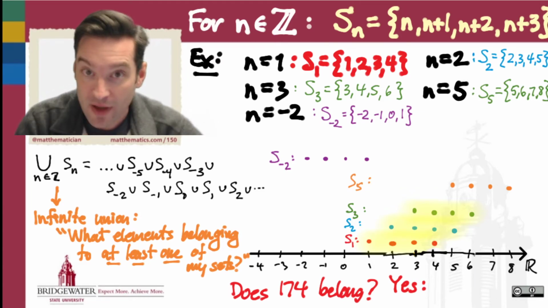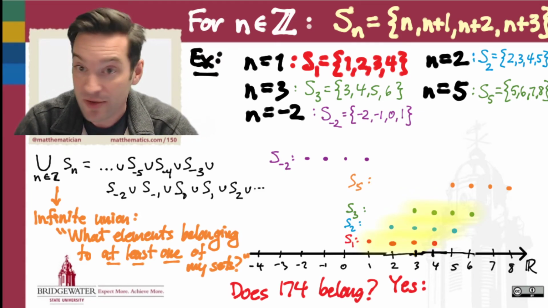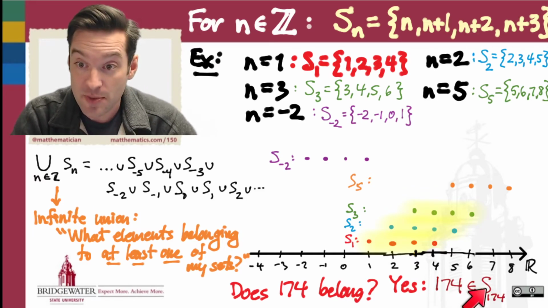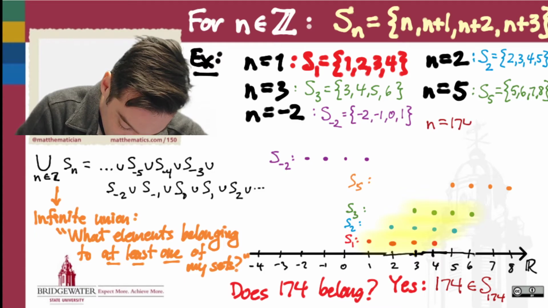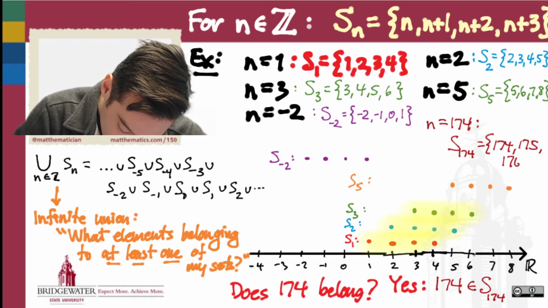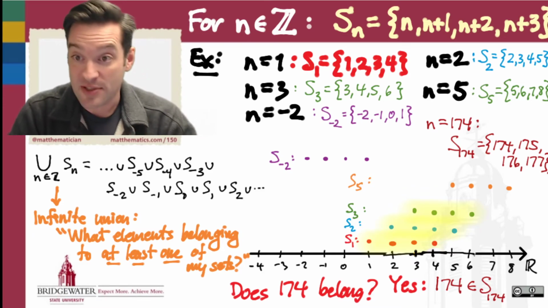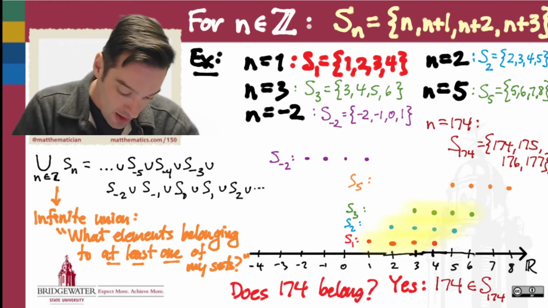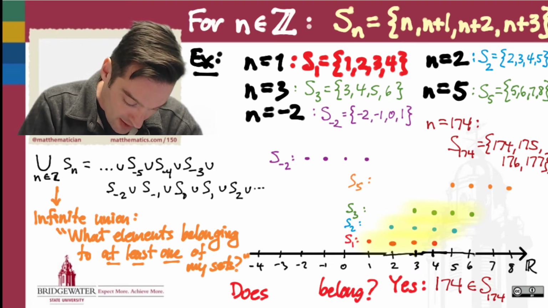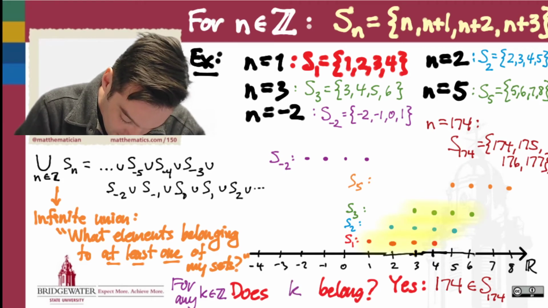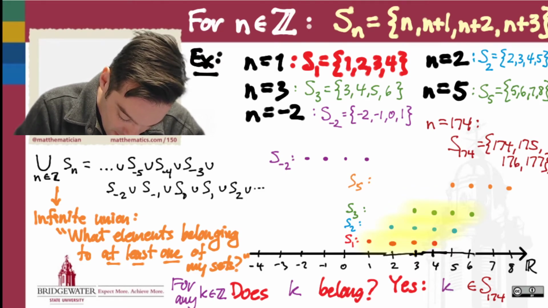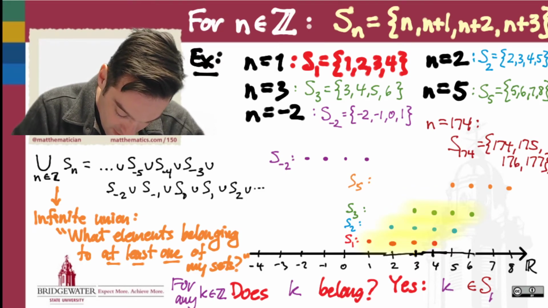But what is just one example of a set in my collection of which 174 is going to be an element? The number 174 we know for sure is going to belong to the 174th set in my collection. Why? Because what is my 174th set in my collection? It's 174. Its elements are 174, 175, 176, 177. Right? So 174 definitely belongs because it's going to belong to S sub 174. And so we can kind of make the argument here that any integer that you give me, for any, let's call it k in the integers, does k belong to my infinite union? Yes, it does. Because, in particular, we know that k is going to belong to the set S sub k.